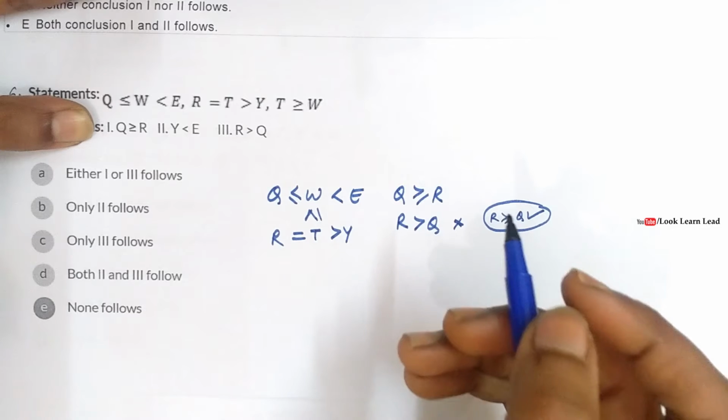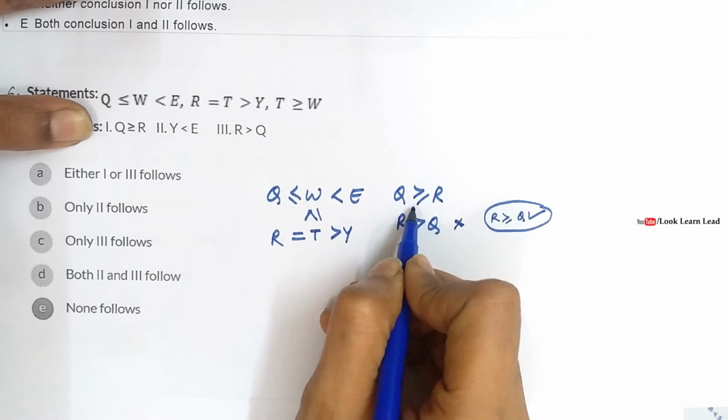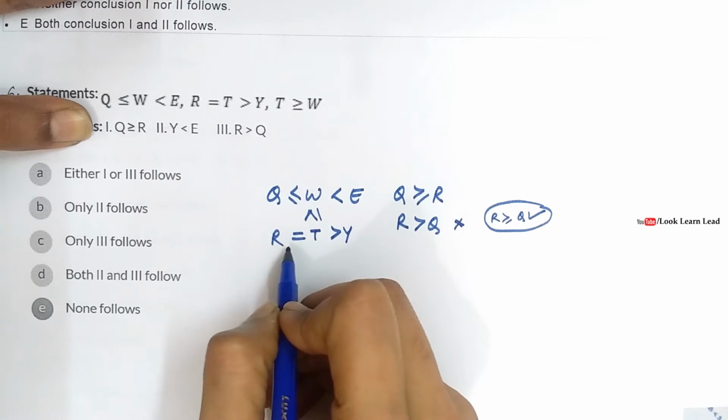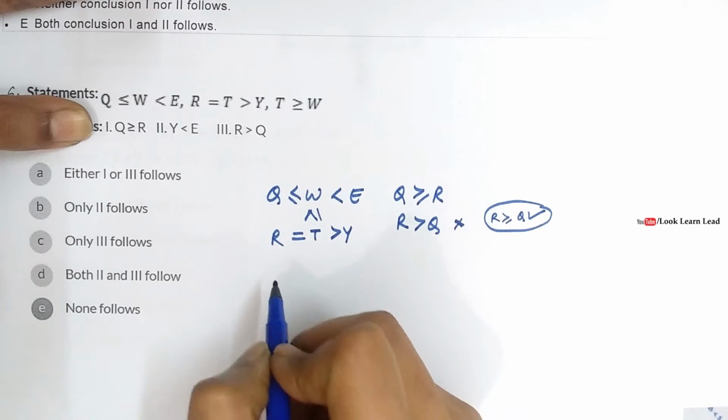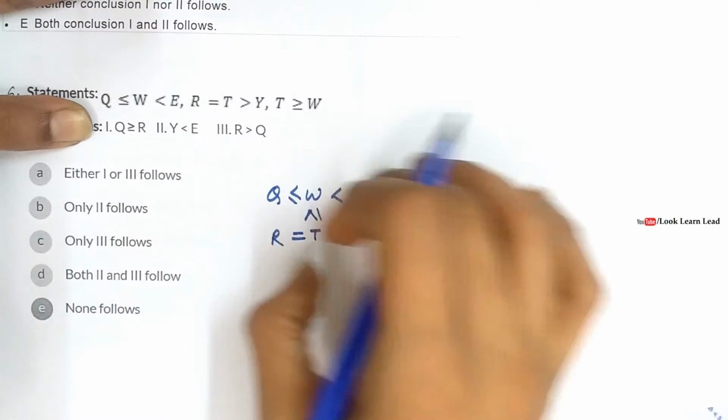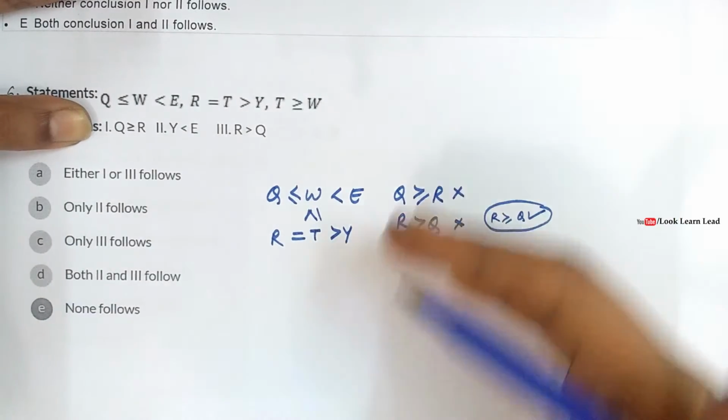Now let's check the next condition. Q is greater than equal to R? No. Q is less than equal to R. So it is false. Okay, both conditions are false. But after separating it, both must be true.